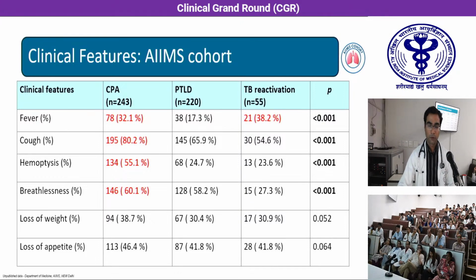In our AIIMS cohort patients, fever was present in both CPA and TB reactivation patients, although it was a little more common in TB reactivation. Cough, hemoptysis, and shortness of breath were found more in chronic pulmonary aspergillosis patients than in pulmonary TB patients.